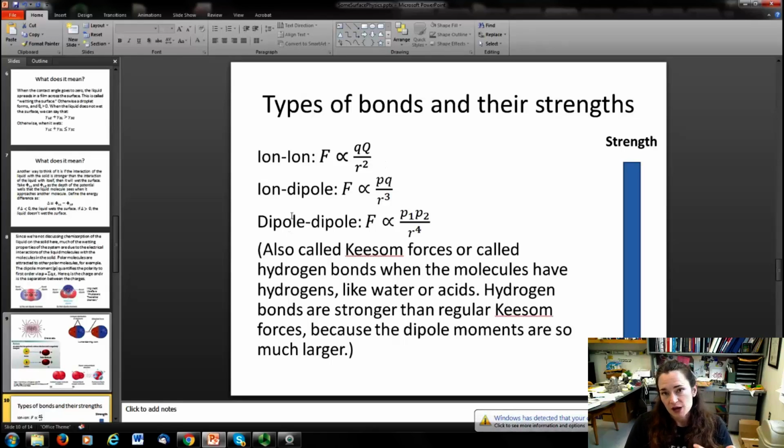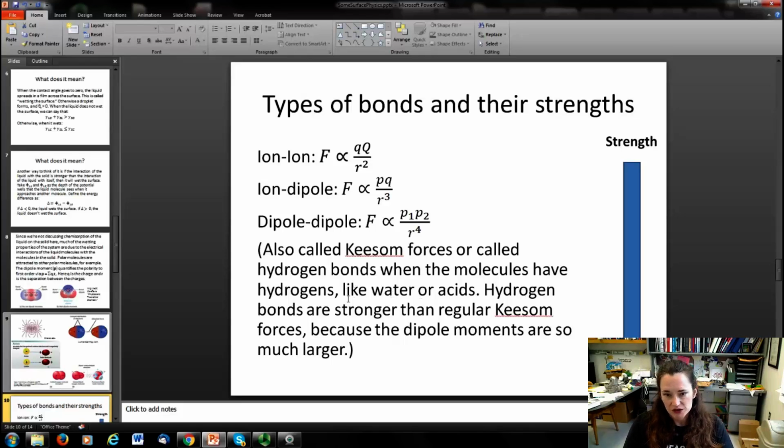Now let's say that you have a dipole-dipole force. Well, that force is going to be proportional to the strength of the two dipoles. You multiply those together, and then you divide by the distance between the two dipoles to the 4th power. So dipole-dipole forces are usually weaker than ion-dipole forces, although it does depend a little bit, of course, on the distance between the two and the strength of the dipole and the strength of the ion. Okay, so there'll be some overlap. Now, these dipole-dipole forces are also called Keesom forces, or hydrogen bonds if the molecules have hydrogens, like water or acids.